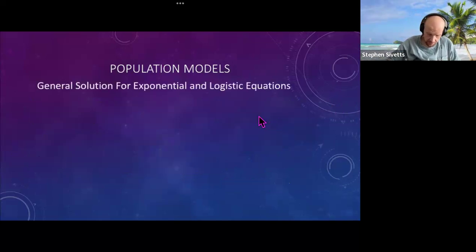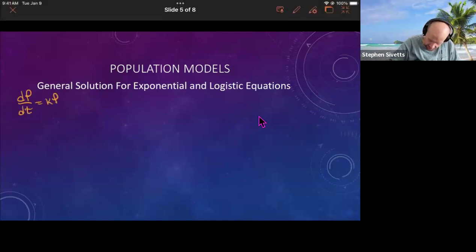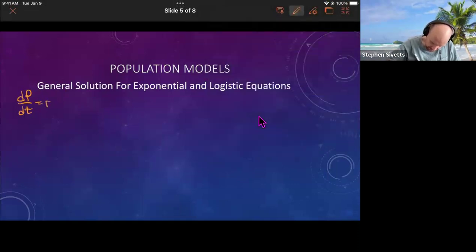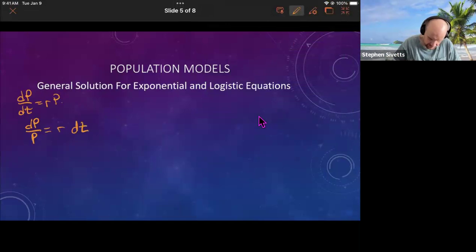So I want to look at how we would formulate a general solution for the exponential and the logistic equation. Let's just take, for example, the exponential equation. Let me label it R instead of K. Now that would be different much later. So R times P. Well, it turns out this is a separable differential equation, right? If we gather all of the P variables to one side and all the T variables to the other side, we'll have dP over P equals R times dt.